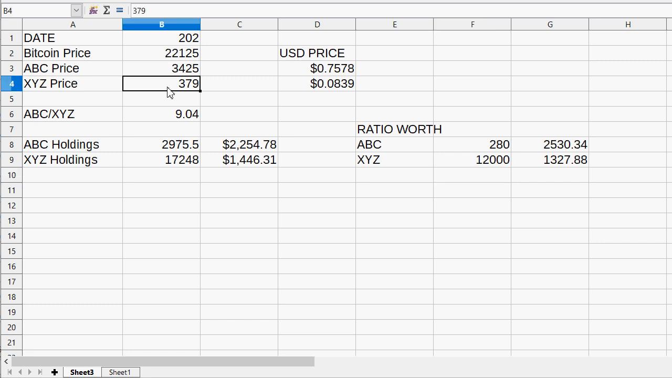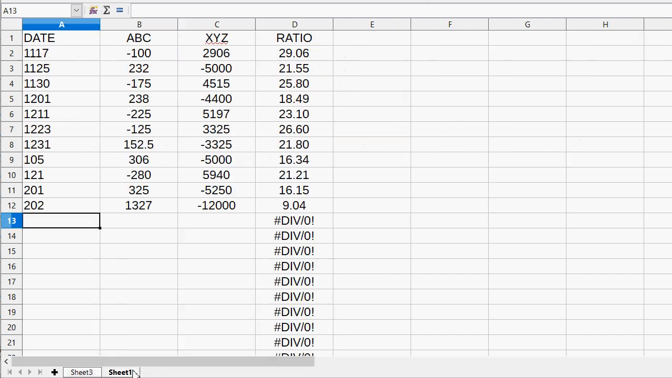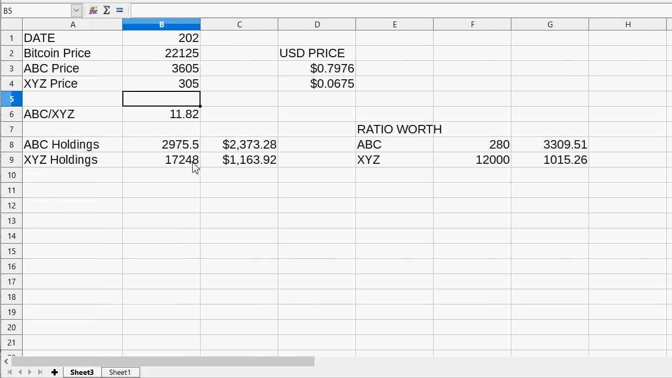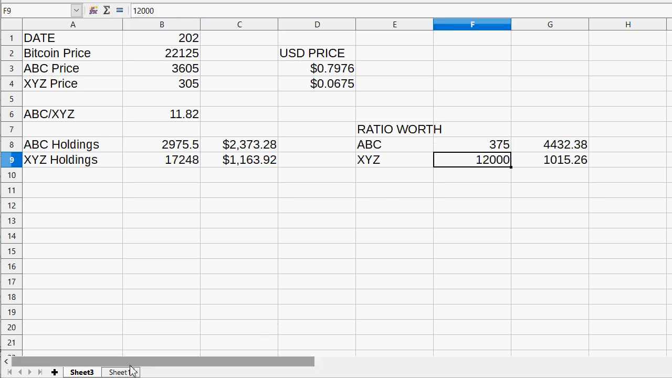Hours later, you have this go to 3605, and this retraces down to 305. I mean, it's not just a volatile move. Stuff like that can happen. You see the ratio is 1182. You're like, man, I could just take a small move here. I gain 1327 of this nice coin. I could just even do like 3 or 400. And if I were to do say 375, I'd get 4432.